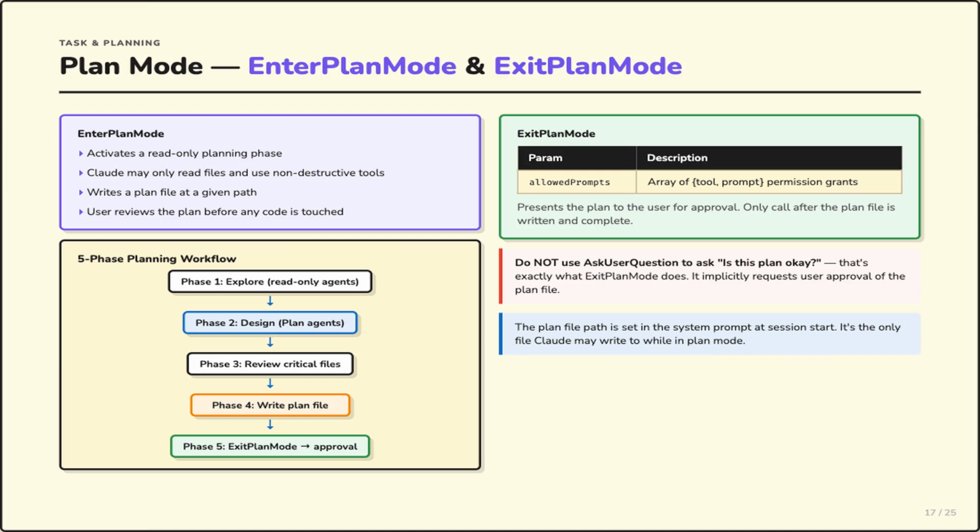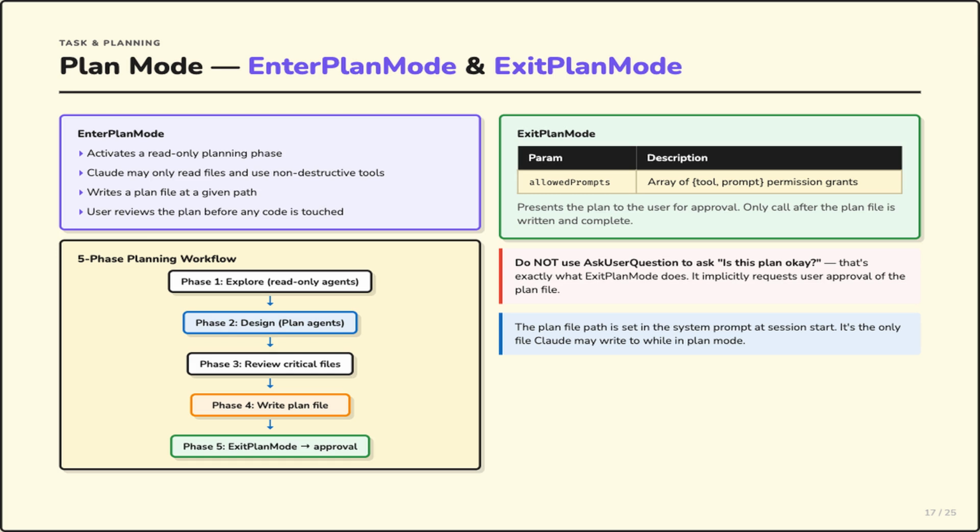Plan mode is a 2-tool workflow for structured implementation planning. Enter Plan Mode activates a read-only phase, where Claude can only use non-destructive tools, reading files, running explore agents, but not writing code. The goal is to produce a plan file with a complete implementation approach before touching a single line of production code. Exit Plan Mode presents that plan file to the user for approval.